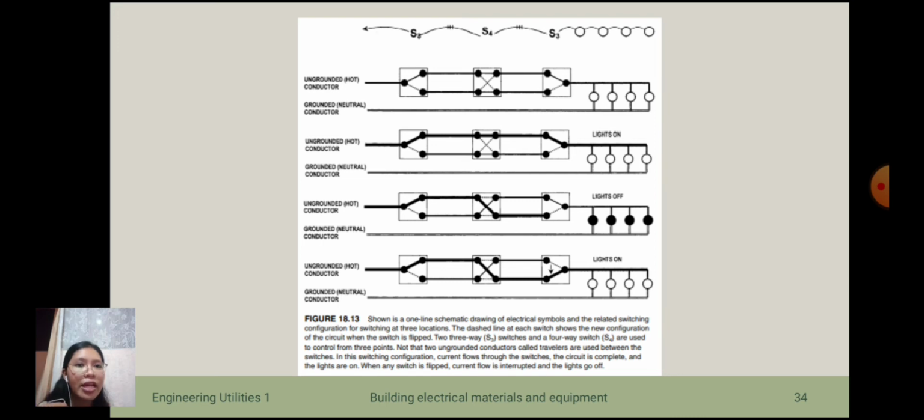The dashed line at each switch shows the new configuration of the circuit when the switch is flipped. 2 three-way switches and a 4-way switch are used to control from 3 points. Note that 2 ungrounded conductors called travelers are used between the switches. In the switching configuration, current flows through the switches, the circuit is complete, and the lights are on. When any switch is flipped, current flow is interrupted and the lights go off.